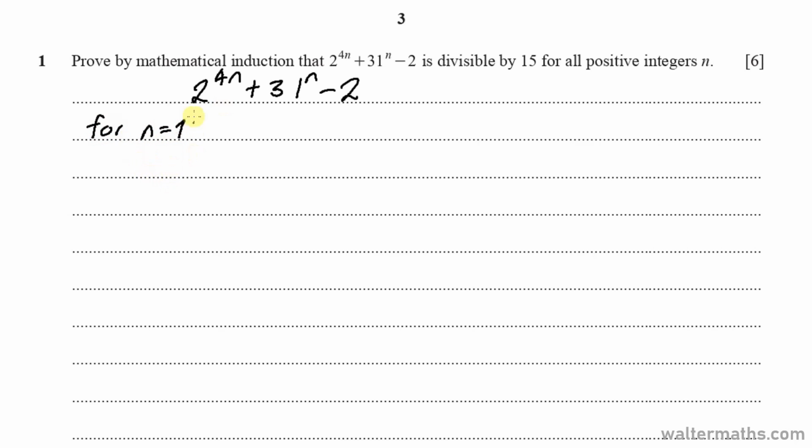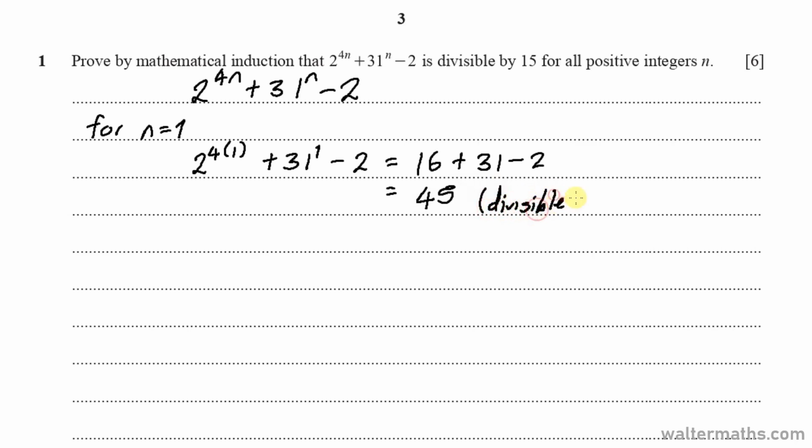Now if n is equal to 1, it means we're going to be having 2 to the power of 4 of 1 plus 31 to the power of 1 minus 2. If we're going to simplify this, we're going to get 2 to the power of 4 times 1, that's 16, and that's plus 31 minus 2. Now this will give us 45, and we know that 45 is divisible by 15. So we can hence conclude that this is true for n is equal to 1. So that's the first part.